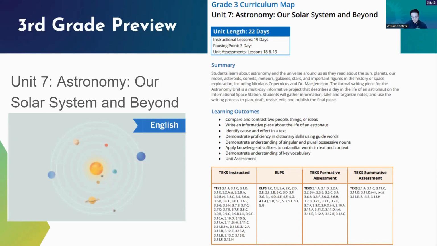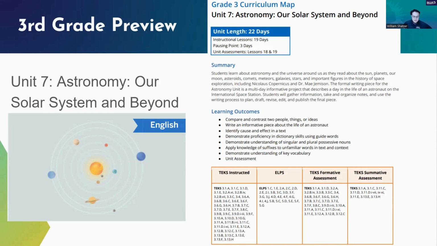There are 3 pausing points provided by Amplify, and the unit assessment is on lesson 18 and 19 of Unit 7 within 3rd grade. Then it goes on to provide you a summary of what this unit is going to be about. And one of the pieces I really like is the learning outcomes that Amplify provides. So they give you a bulleted list of the specific outcomes that a student should achieve by the end of the unit. And then there at the bottom, another great useful tool are all of your TEKS listed out.